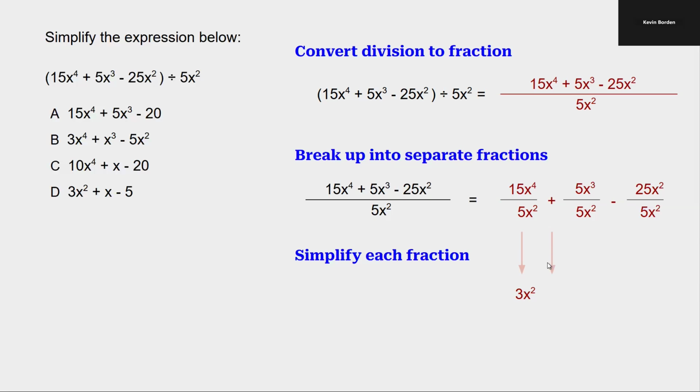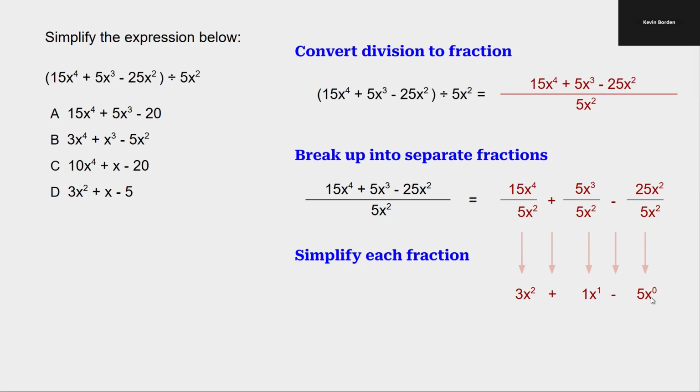We carry our addition symbol down, and then we go to our second fraction. 5 divided by 5 is 1. X to the third divided by x squared is x to the first. So we could write this 1x to the first. Now we're going to simplify that a little bit more in a moment. We carry down the subtraction symbol, and 25 divided by 5 is 5. X squared divided by x squared is going to be x to the 0.